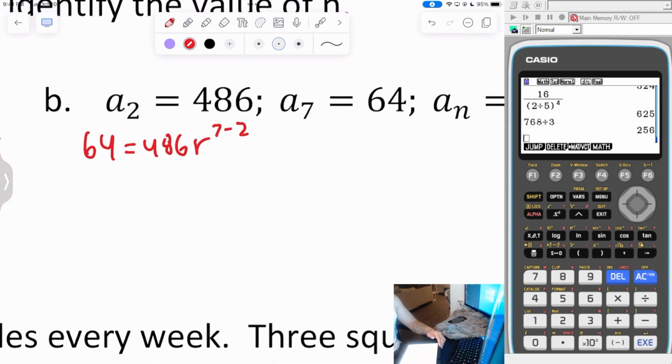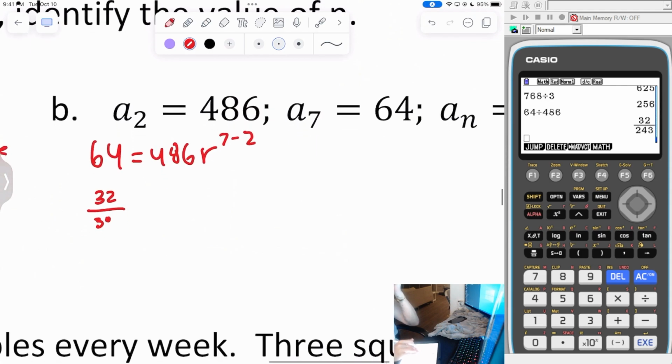I'll take both sides and divide by 486. I get a really nasty decimal number, but if I press the fraction button here, I get 32 over 243, a nice fraction, equals r to the power of 5. Then I'll take the fifth root of this fraction, and I'll get 2/3 equals r.